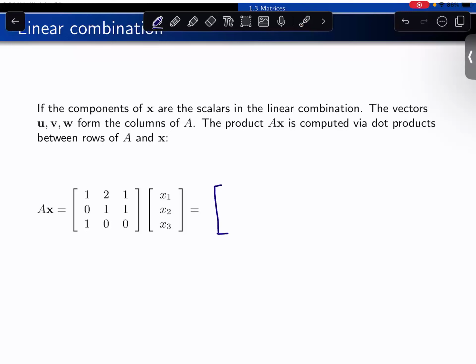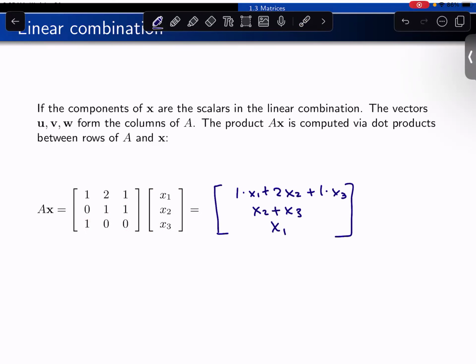If you want to do the matrix multiplication of this 3 by 3 matrix with this 3 by 1 matrix, you can write it as 1 times x1 plus 2 times x2 plus 1 times x3. So it's the dot product of this first row with this column here. Then you do the exact same thing. The second entry would be the dot product of the second row with this column, so that's going to be x2 plus x3. And then the dot product of the third row with this column is just going to be x1.